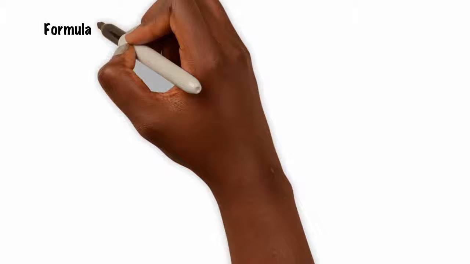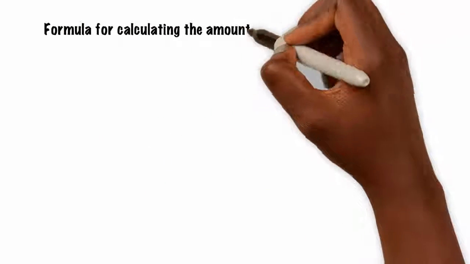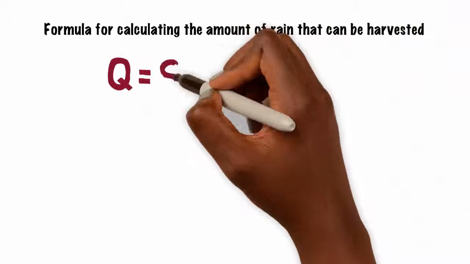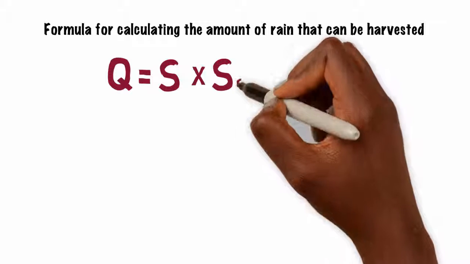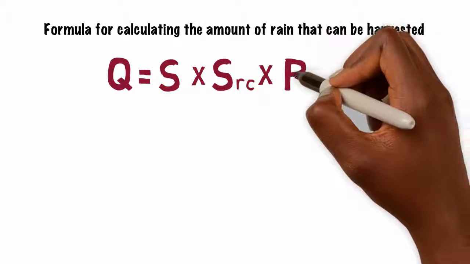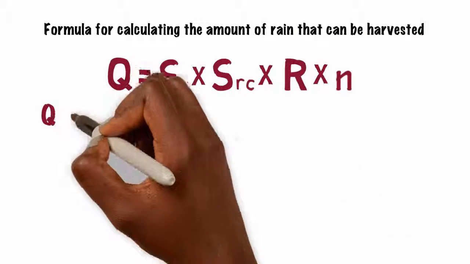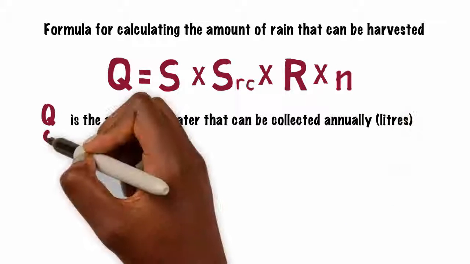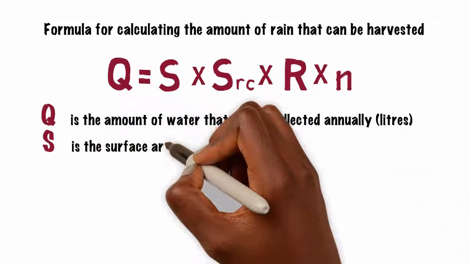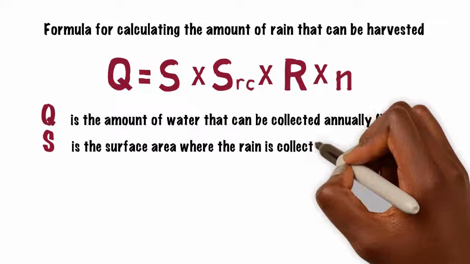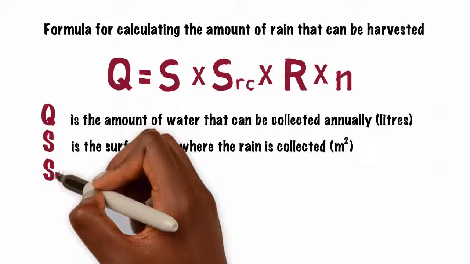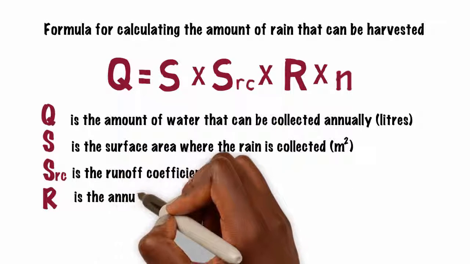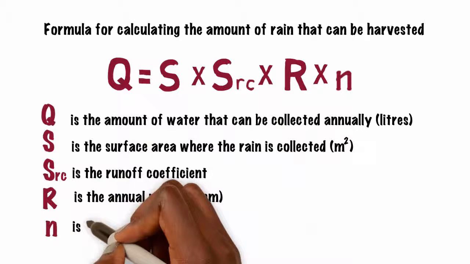The simple formula for calculating the amount of rain that can be harvested in an effective area is Q = S × S_RC × R × N, where Q is the amount of water that can be collected annually in liters, and S is the surface area where the rain is collected in meter squared, and S_RC is the runoff coefficient. R is the annual rainfall in millimeter, and N is the system efficiency.